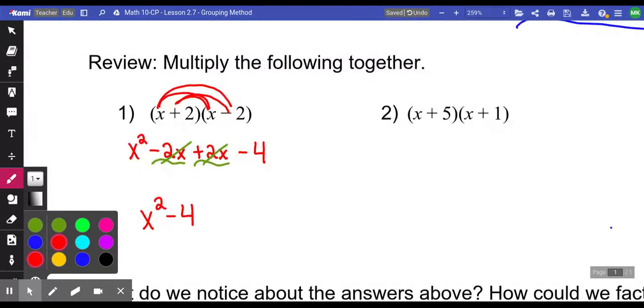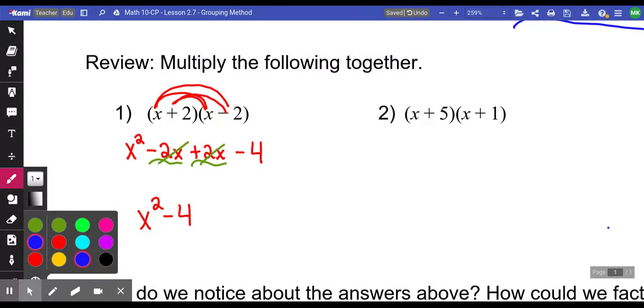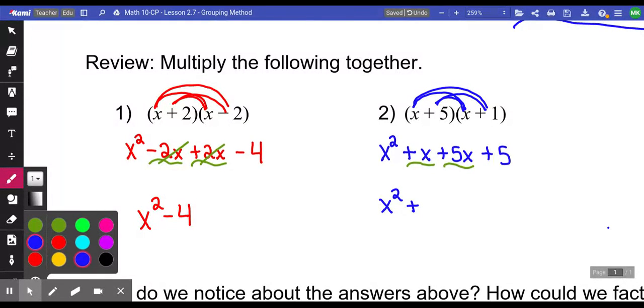Awesome. Number 2. We look at this one. We go x times x to give me x squared. We go x times 1 to become plus 1x. We go 5 times x to become plus 5x. And then we go 5 times 1 to become plus 5. Again, we collect our like terms in the middle. We got x plus 5x, and that becomes x squared plus 6x plus 5.